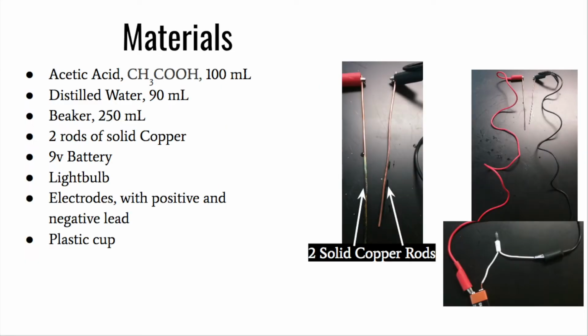The materials used in this lab are 100 milliliters of acetic acid, 90 milliliters of distilled water, a 250 milliliter beaker, 2 rods of solid copper, a 9-volt battery, a light bulb, electrodes with both a positive and a negative lead, and a plastic cup.